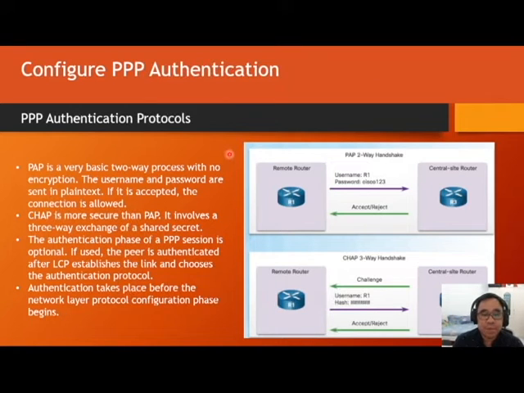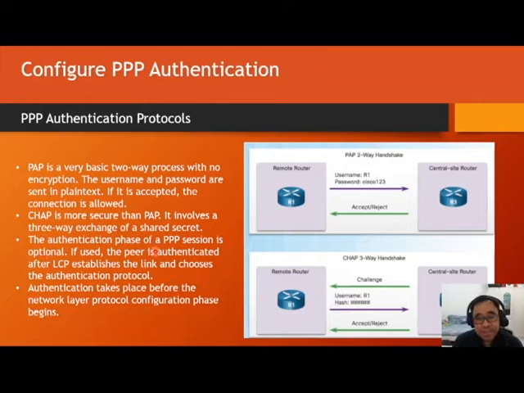PPP authentication protocols. PAP is a very basic two-way process with no encryption. The username and password are sent in plain text. If it is accepted, the connection is allowed. CHAP is more secure than PAP. It involves a three-way exchange of a shared secret.